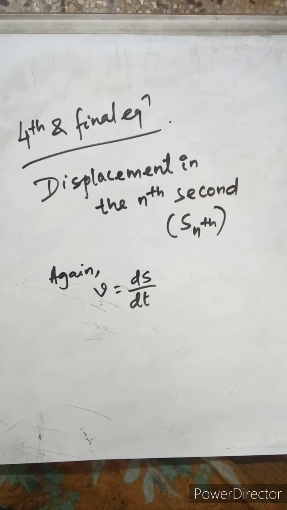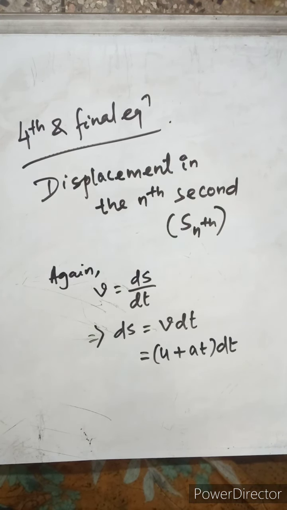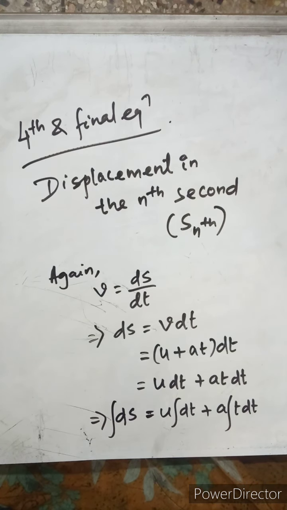As we know, instantaneous speed is equal to ds by dt. So ds is equal to v dt, and v is equal to u plus at, because u is the initial speed over there. So ds is equal to u dt plus at dt, same thing that we had done in the previous case.